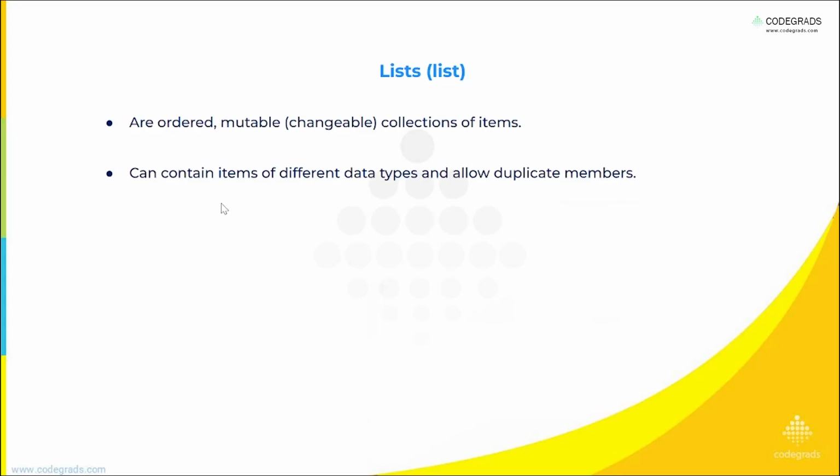Now it can contain items of different data types. We have said that, and it allows duplicate members. Suppose I have a list with integer values 1, 2, 3, 4, 5. I can again mention 1 here. So duplicates are allowed in a list. And suppose I have a variable named fruit. In square brackets I will mention multiple string values in double quotes, like apple, banana, cherry, mango. So that is a list.